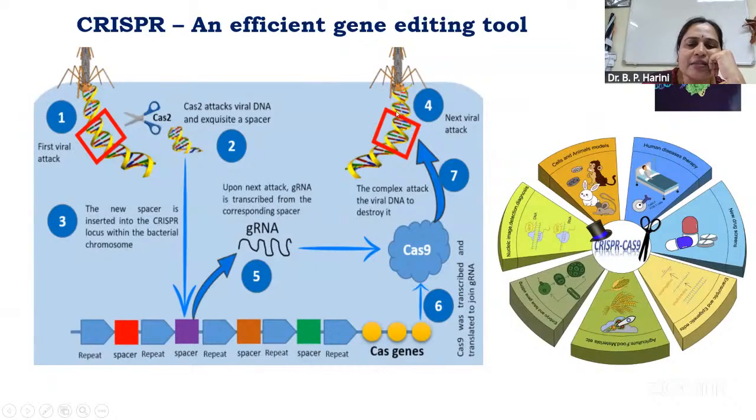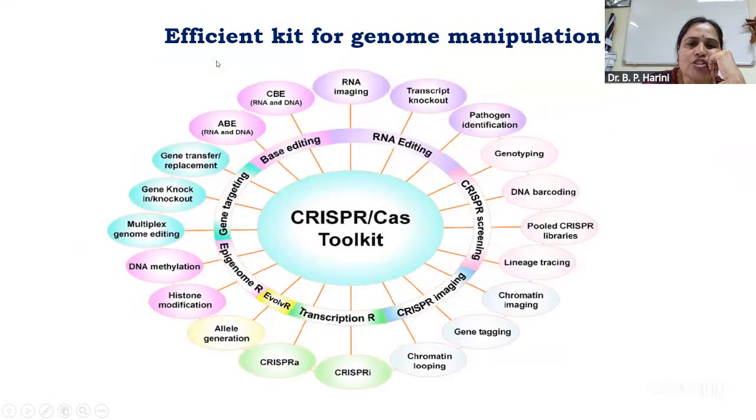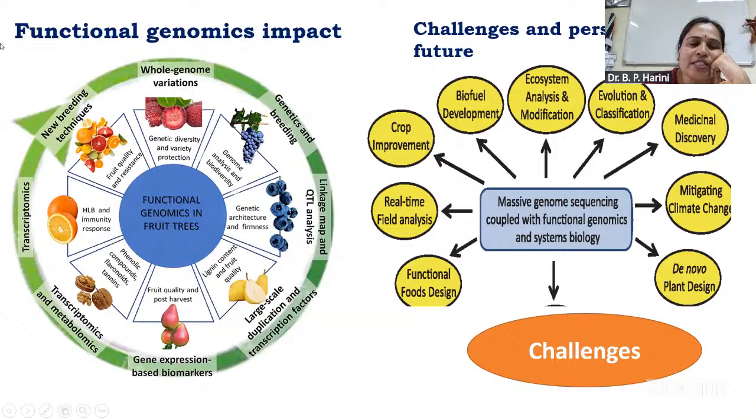So CRISPR-RNA is the most efficient technology or tool for genome editing. Cas9 is an efficient kit for genome manipulations to bring about base editing, RNA editing, imaging, transcription, epigenome, and so on. In turn, RNA imaging, transcript knockout, pathogen identification, genotyping, DNA barcoding, all this could be accessed through this CRISPR-Cas toolkit.